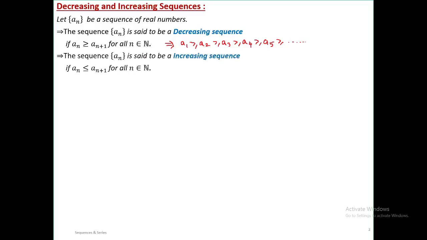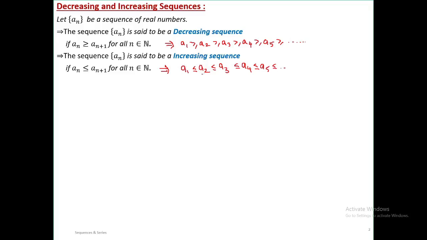Similarly, the second one is the increasing sequence. The sequence an is said to be an increasing sequence if an is less than or equal to an plus 1 for all n belongs to natural numbers. That means a1 is less than or equal to a2, a2 is less than or equal to a3, a3 is less than or equal to a4, and a4 is less than or equal to a5, and so on. In this, a1 is the lowest term, a2 is the second lowest term of that sequence, and a3 will be the third lowest term, like that.